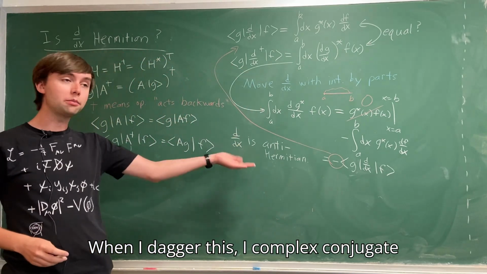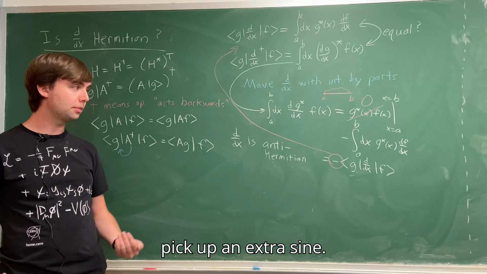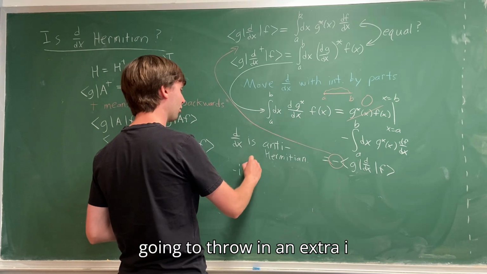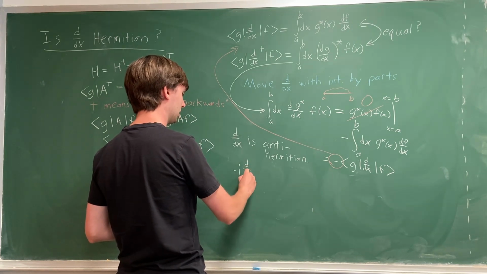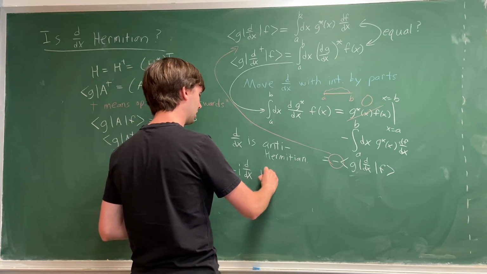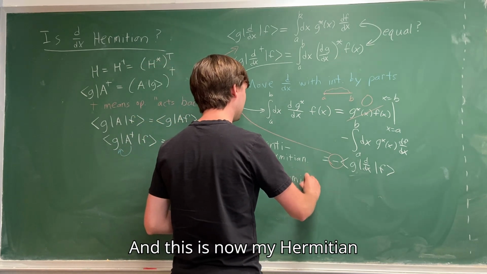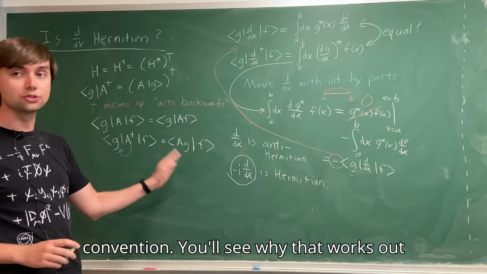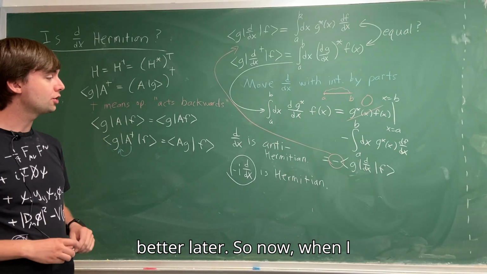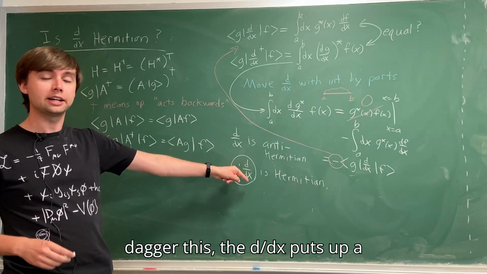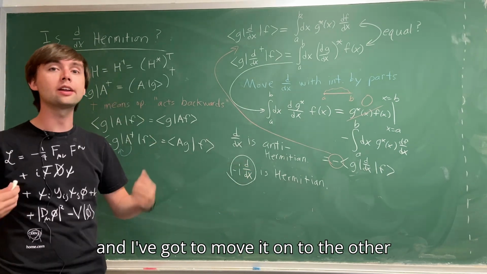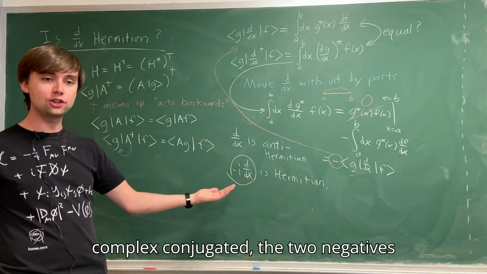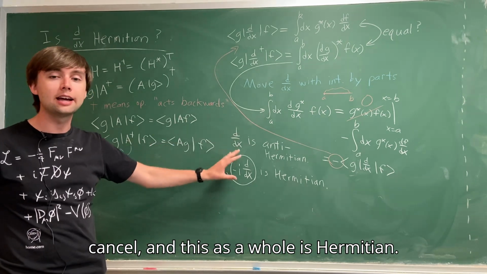When I dagger this, I complex conjugate it. And that would be an easy place to pick up an extra sign. So I am just going to throw in an extra i to cover for that. And this is now my Hermitian operator. I'm going to throw in a negative i, not a positive i. It's just convention. You'll see why that works out better later. So now when I dagger this, the d/dx puts up a negative sign because it's transposed, and I've got to move it on to the other one with integration by parts. And the i picks up a negative sign because it's complex conjugated. The two negatives cancel, and this as a whole is Hermitian.